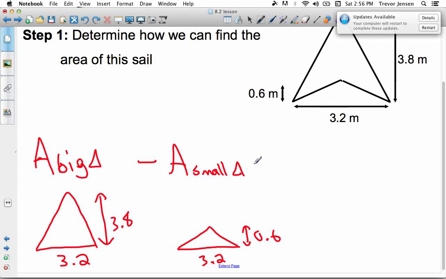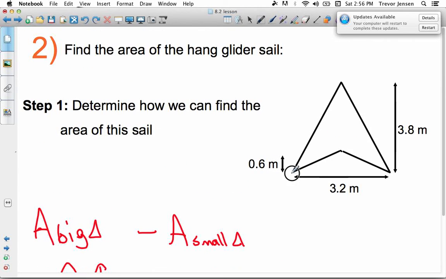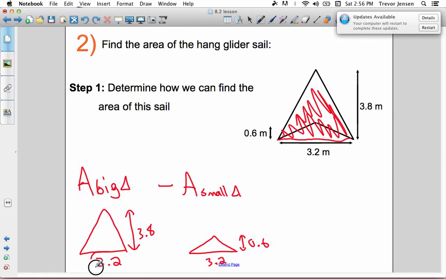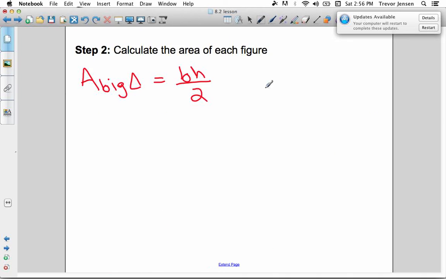Okay, so let's do that. Let's find the area of the big triangle that I'm going to construct. So let's find the area of this whole thing. Okay, so I'll do that on the other side. So the area of the big triangle equals base times height divided by 2. Look back at what we know. I know the base and I know the height. Here's the base, here's the height. Let's plug that into our formula. So 3.2 times 3.8, and then divide that product by 2. And let's see what I get.